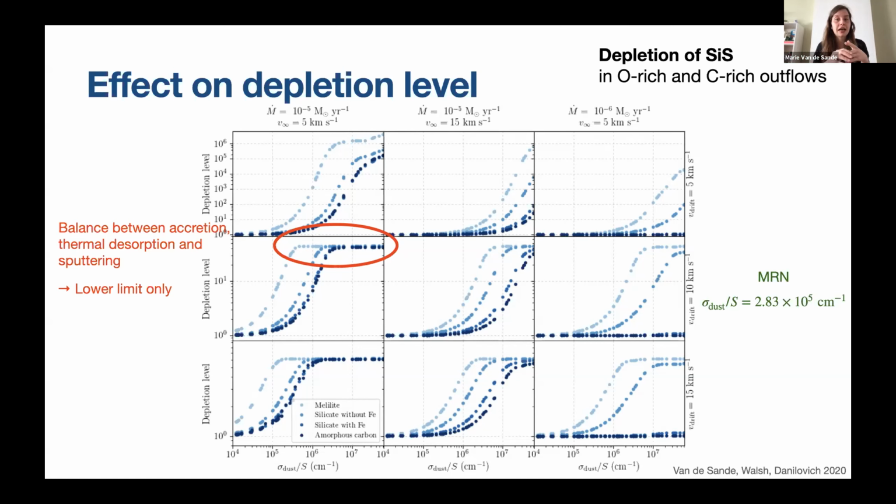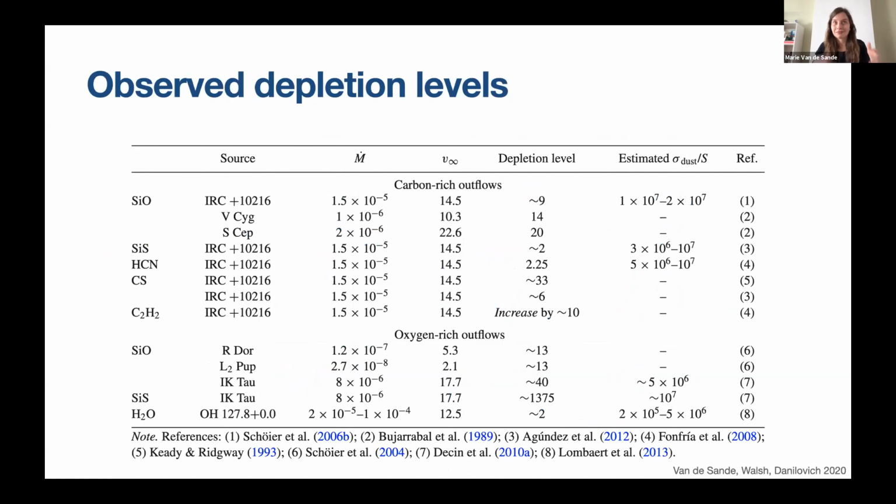Then you need to have enough molecular lines, so you probe the entire outflow. And then you need to do quite a bit of radiative transfer modeling to retrieve the abundance profile. Because of all these efforts, there aren't that many observed depletion levels available in the literature.